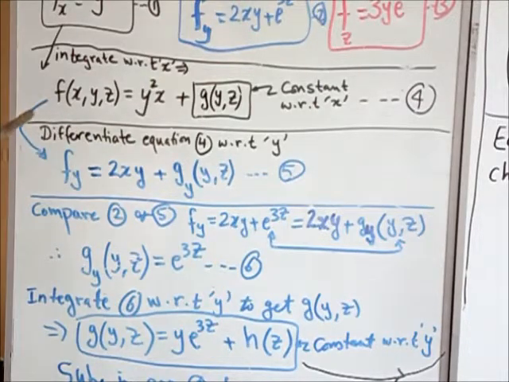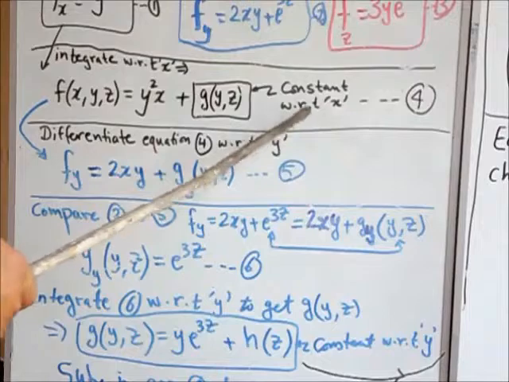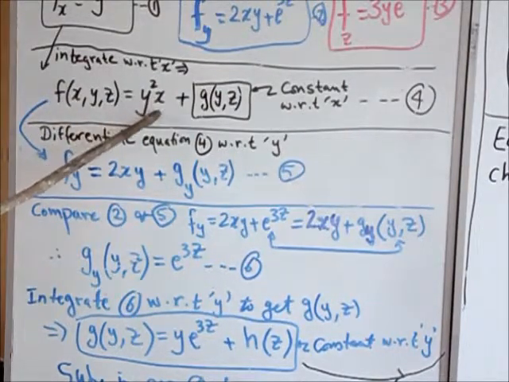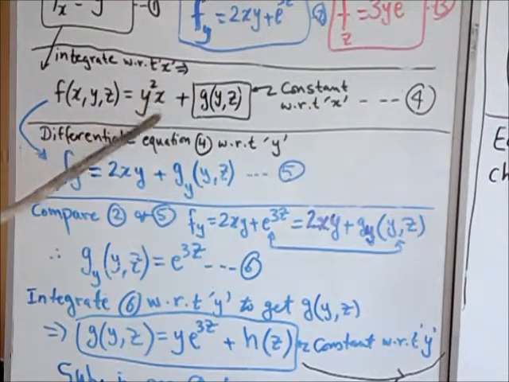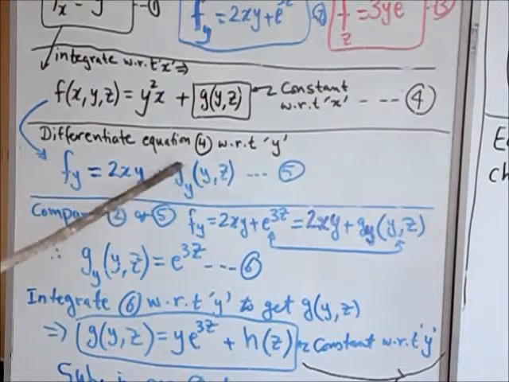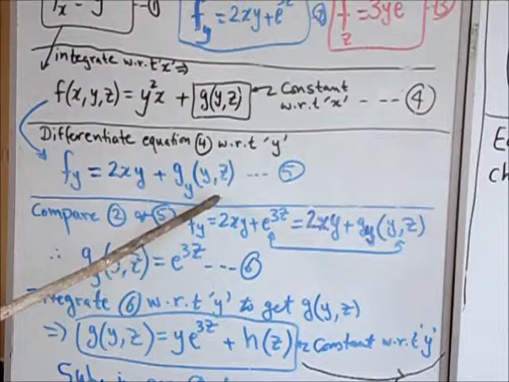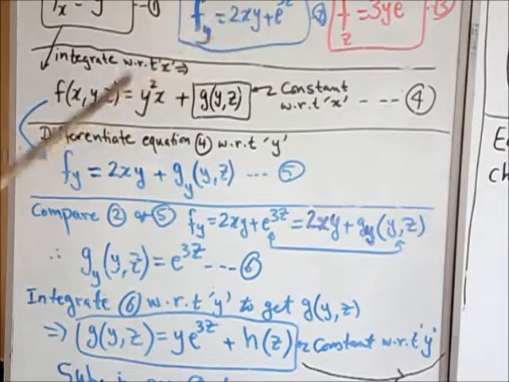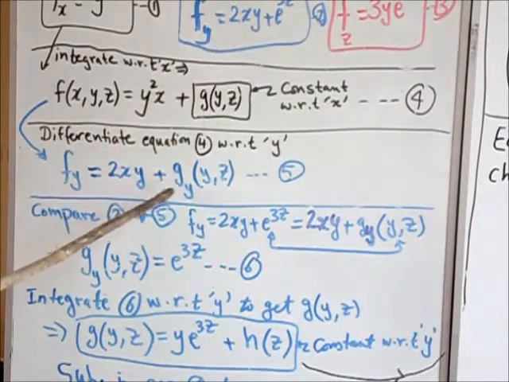Now, once we found f in this form, we want to differentiate it with respect to y. So we get f_y and compare it with what we are given. If we do the differentiation with respect to y, then x is now constant, so we'll have 2xy plus the partial derivative of g with respect to y, g_y(y, z). This is equation 5. Now we compare this one, f_y, with f_y here, equation 2. We notice both of them have 2xy. So this means that g_y(y, z) must equal e^(3z).